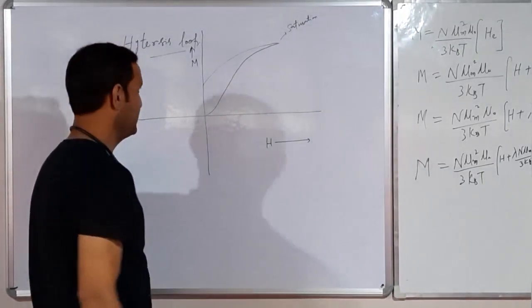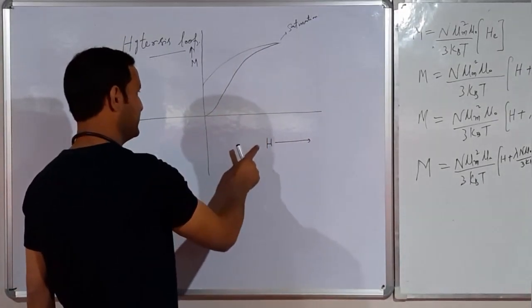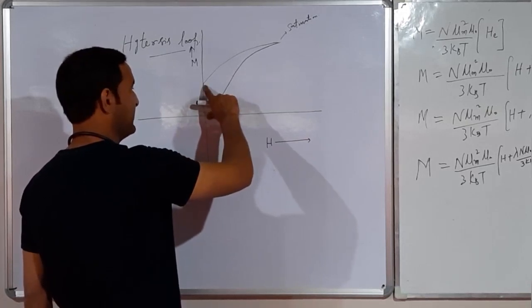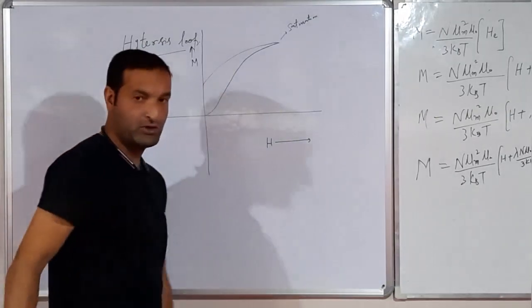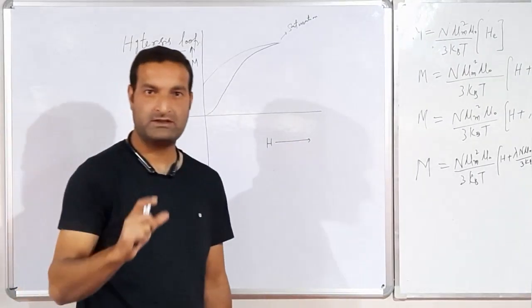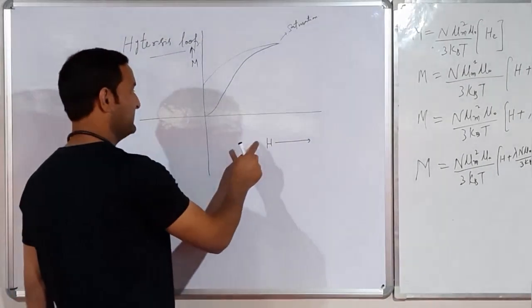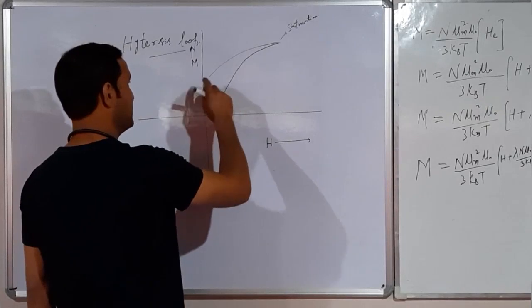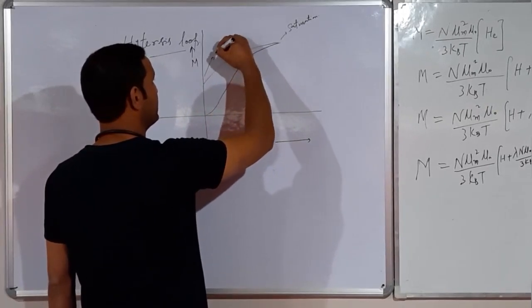So first of all, that is here. That means if the magnetic field intensity is 0, there is still magnetization present within the material. The ferromagnetic material is magnetized even when the external magnetic field is 0. There is no magnetic field. So this portion of magnetization is called retentivity.